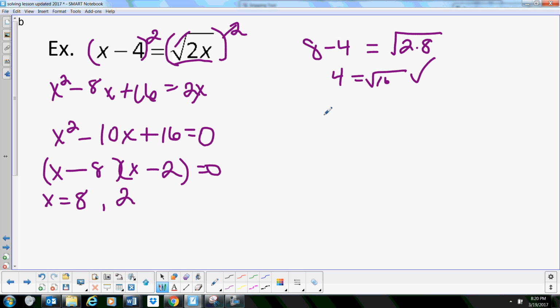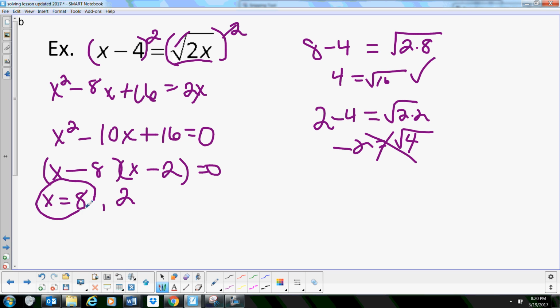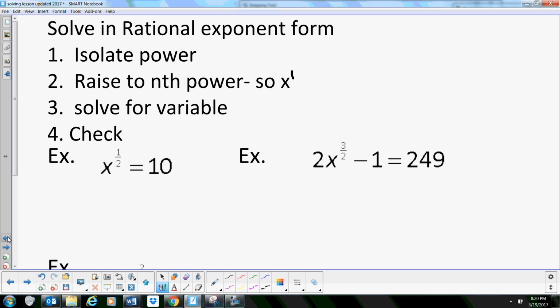And let's plug in a 2. 2 minus 4, is that equal to the square root of 2 times 2? Well, this one's going to be negative 2, and this one is the square root of 4, and that's not a good solution. So this one only has one solution, and that's where x is 8, and 2 is considered an extraneous solution. Okay, so that's how we do radicals.